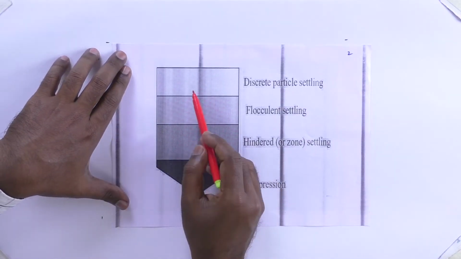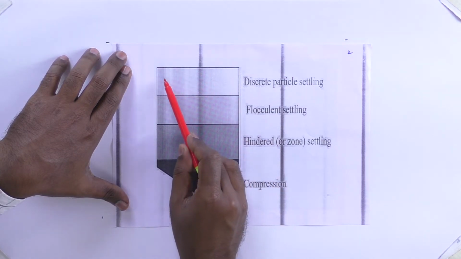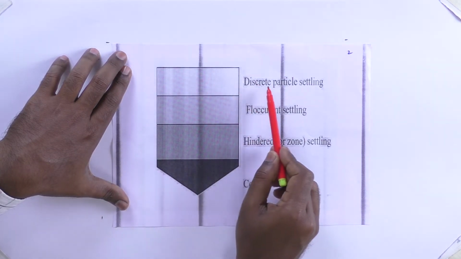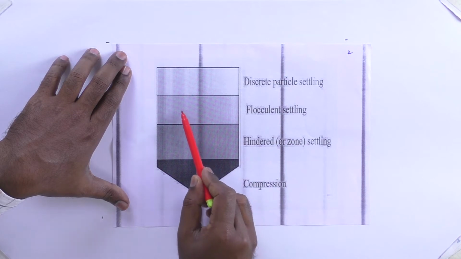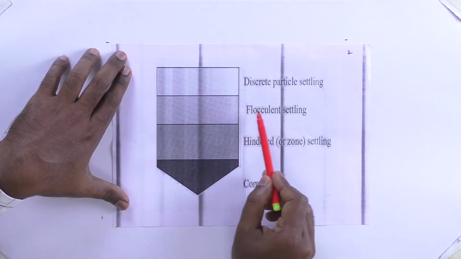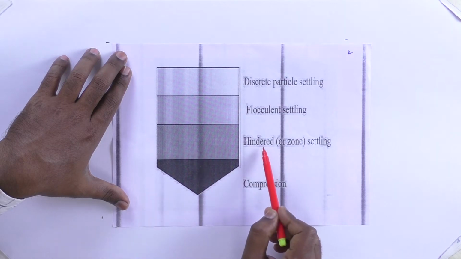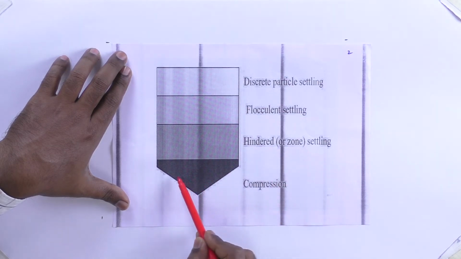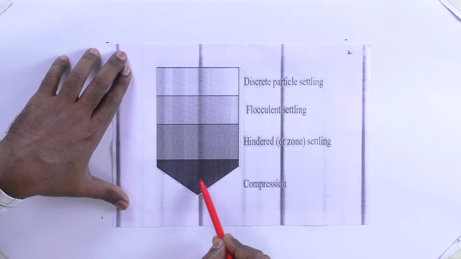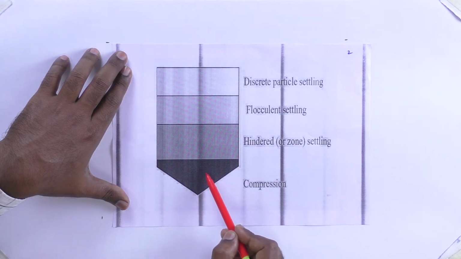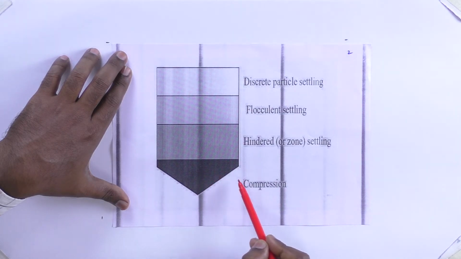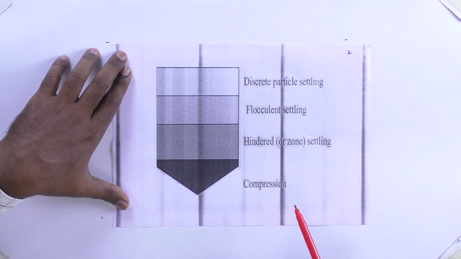So this compression is happening in this zone, so that we get the thickened layer of solid sludge. If you see here, we have 4 zones. In the first zone, the particles are settling individually, this is called discrete particle settling. Here the particles are settling as a group, then we call it flocculant settling. Here it will not allow the particles to move on, so we call it hindered settling. And here the particles are heavily packed, so that compression is given layer by layer, and this settling zone is called the compression zone.